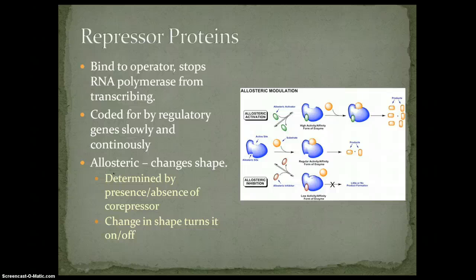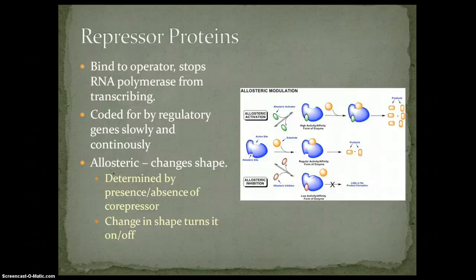Or you can have a system where the repressor protein just floats around, and then a substance shows up, binds to it, changes its shape, and then it binds to the operator and shuts down the production. Okay? So there's two things where allosteric binding of another substance can cause the repressor protein to stop turning the gene off, or allosteric binding of another substance can cause the repressor protein to attach to the operator and shut the gene off. It can work either way.